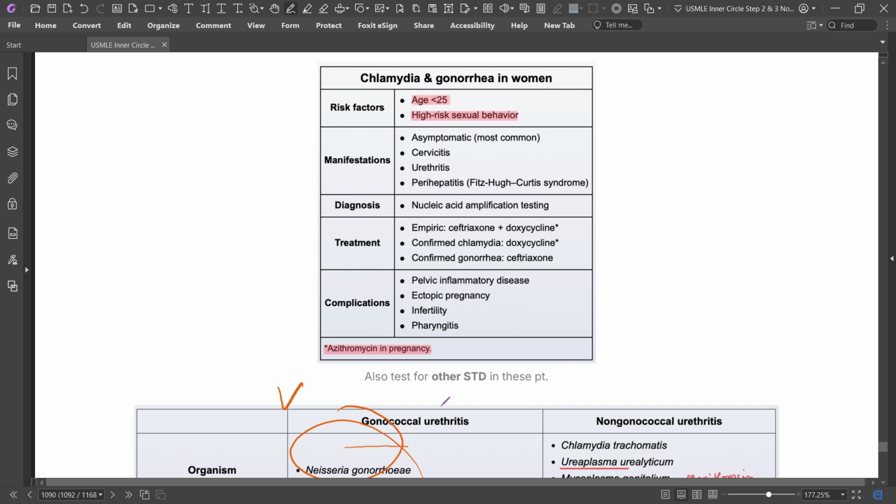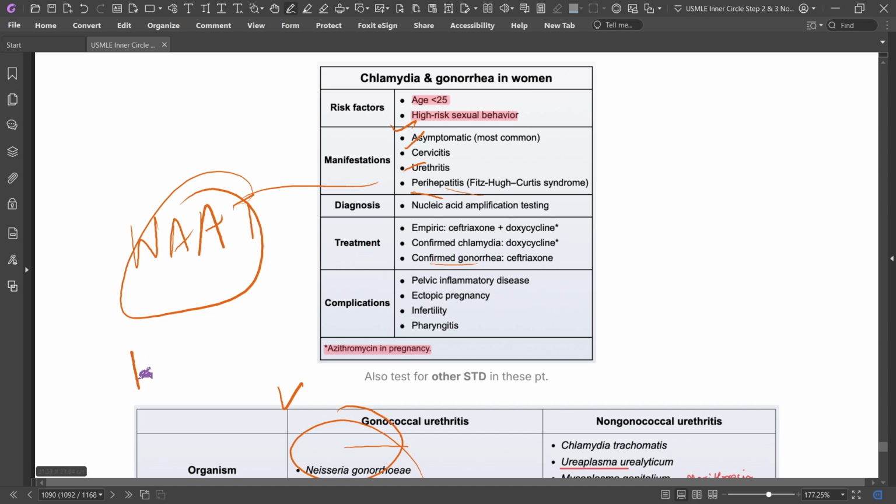Chlamydia and gonorrhea: age less than 25, high-risk sexual behavior, comes with cervicitis, urethritis. This is very high yield: Fitz-Hugh-Curtis syndrome, perihepatitis associated with PID. We can do NAAT, nucleic acid amplification testing, and empiric ceftriaxone plus azithromycin. If chlamydia is confirmed, you can give doxycycline. In pregnancy you can give azithromycin, and for confirmed gonorrhea ceftriaxone is the drug of choice.